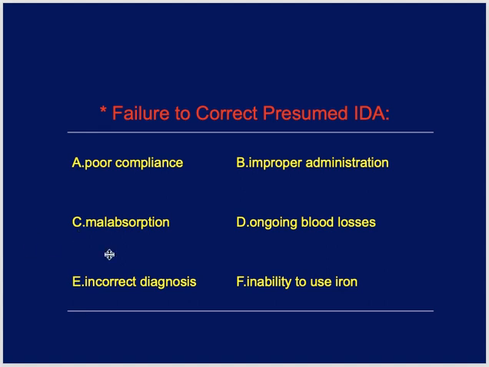Some of the patients, you found that their Hb is not coming back as normal. Their tests are not coming back as normal. So what can be the reasons for that? So simply, what are the reasons for failure to correct the iron deficiency anemia?